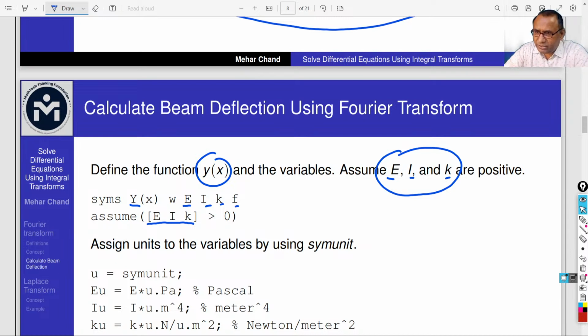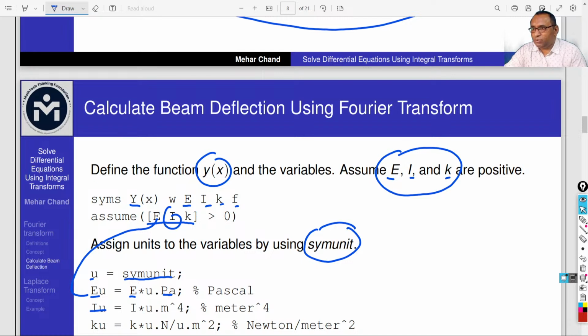After that, by using the function symunit, we need to convert all the parameters which are involved here, because all have different units. So according to that, we need to convert all the variables corresponding to their units. We are using u equal to symunit. Then we will convert this E, which will be in Pascal, as E product u dot Pa. Okay, this is one unit. And similarly, we will convert I.